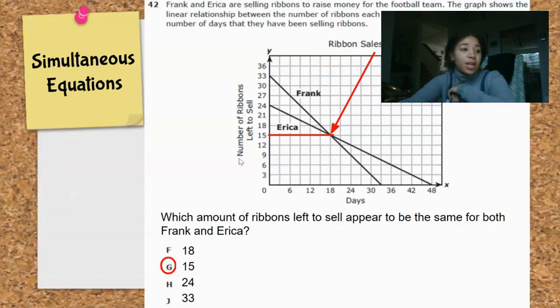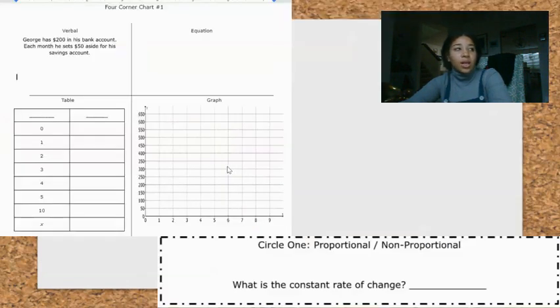So the amount of ribbons left, you've got to figure out the number of ribbons left. Know that's going to be your y value. The ribbons left would represent the y value. Okay, so now we're going to get into our four corners exercise. So you have to read the equation, write the equation, fill in the table, and then graph it.